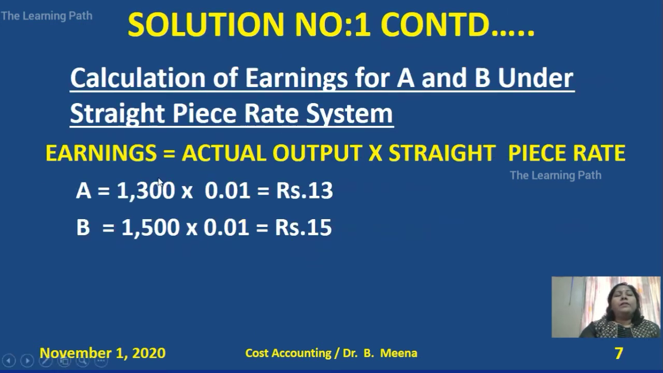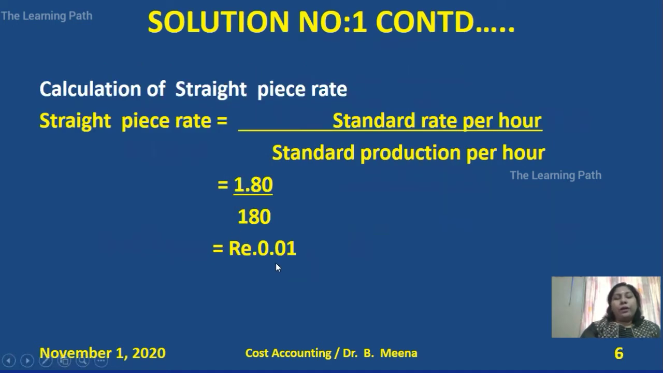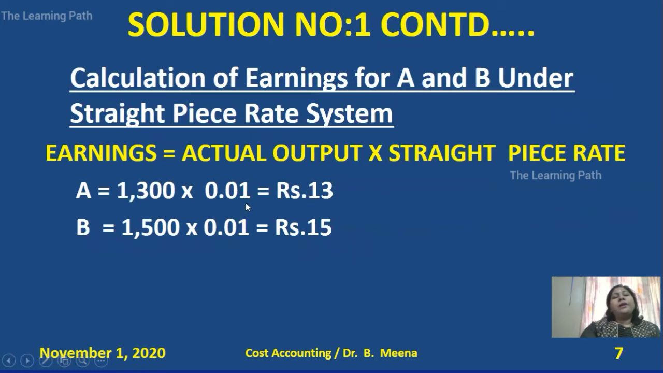So formula is earnings is equal to actual output into straight piece rate. So what is the actual output of A? 1300. What is the piece rate I calculated now? The piece rate I calculated now is 0.01. So 1300 into 0.01 is rupees 13.